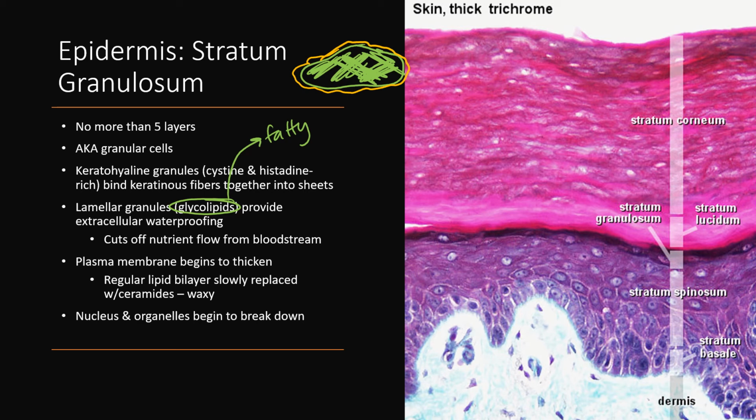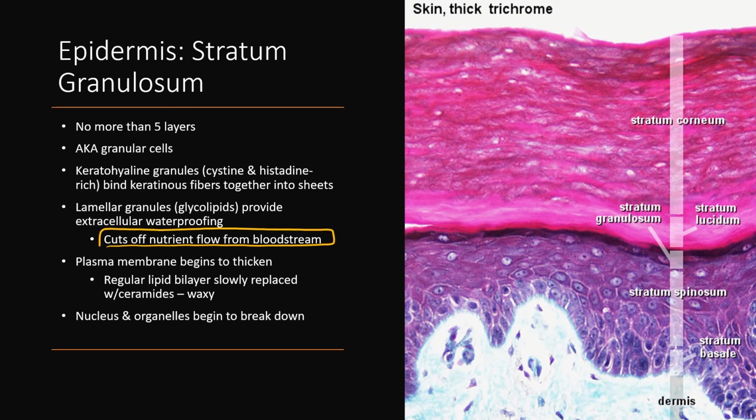Now, things that are coming up from the bloodstream need to be water soluble. By surrounding the cell in a glycolipid, fatty, waxy molecule, you are now cutting off the cell from access to the bloodstream. So these cells are going to die.